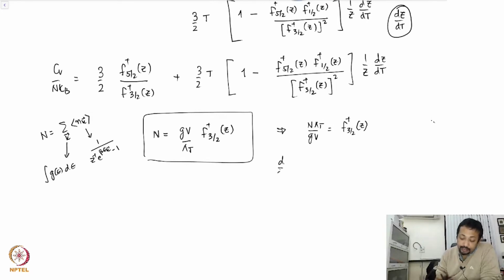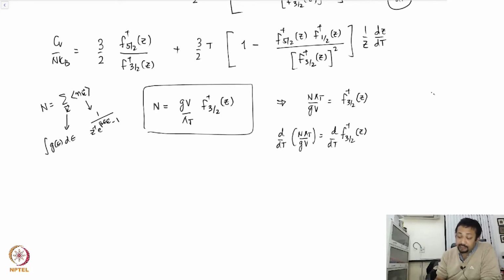Now I want to take a derivative with respect to temperature on the left hand side as well as on the right hand side, d/dT of f_{3/2}(z). The right hand side is very easy to evaluate. We will do that in a straightforward way by writing d/dz. So the derivative with respect to temperature, I'll convert into a derivative with respect to z, and then I will have dz/dT.